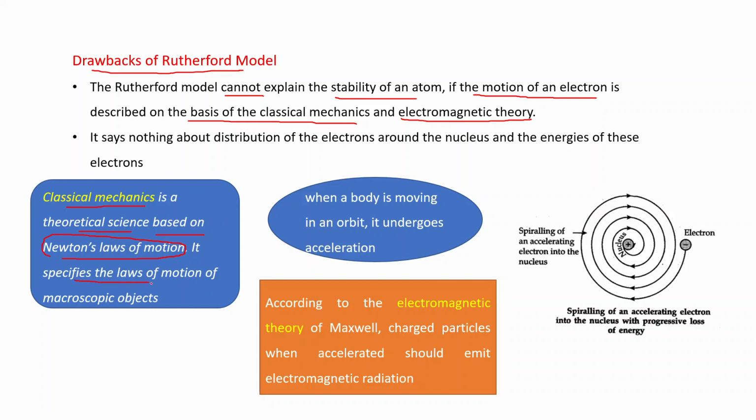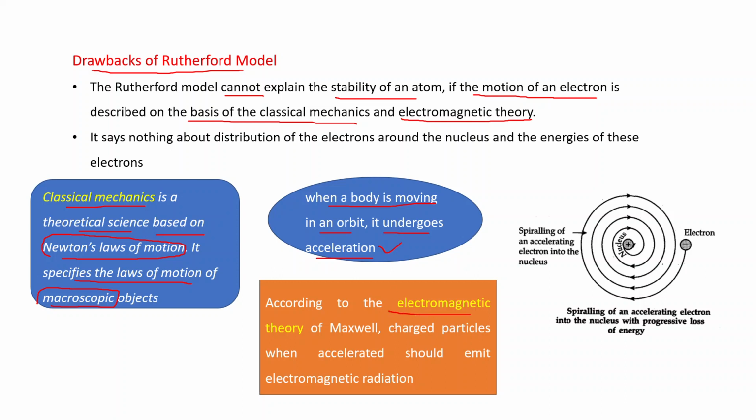It specifies the laws of motion of macroscopic objects. Macroscopic means which can be seen by naked eyes. And classical mechanics or Newton's laws can also explain the motion of planets. When a body is moving in an orbit, it undergoes acceleration. This is common experience. To maintain the speed, that body has to be accelerated every time.